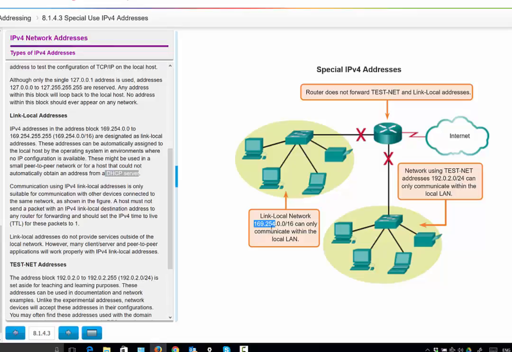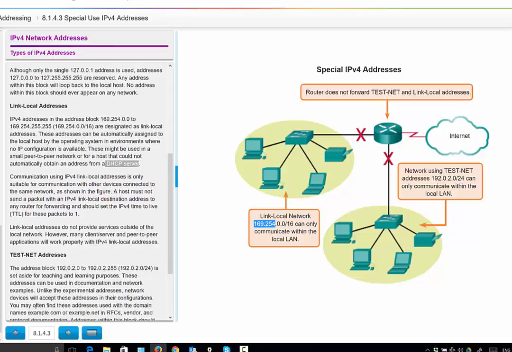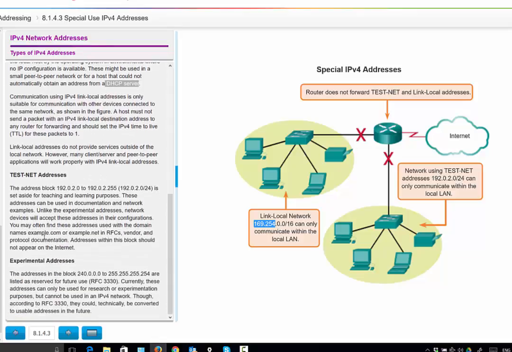The link local address cannot be used as a host address to communicate over the internet, because the local router will suppress or stop any packet to these addresses. So if the host has this address, it can communicate within the LAN, but it cannot communicate through the internet. It's basically what happens when you try to connect to the DHCP server and the DHCP server is down. In that case, the operating system itself will set this address for you.